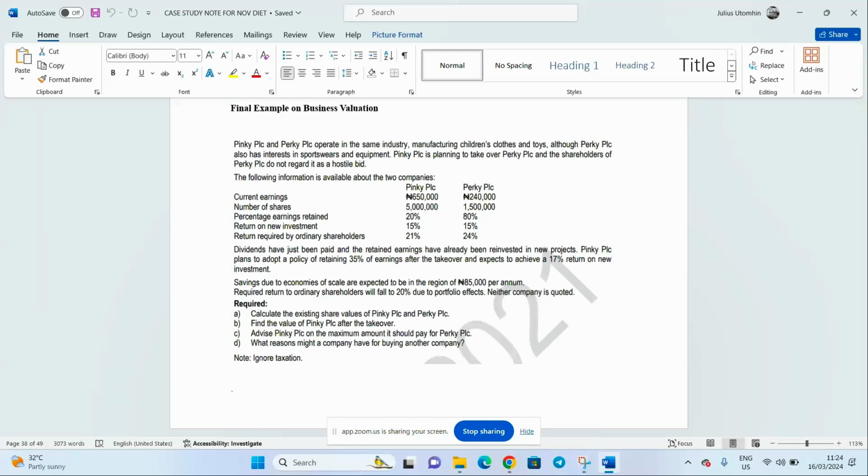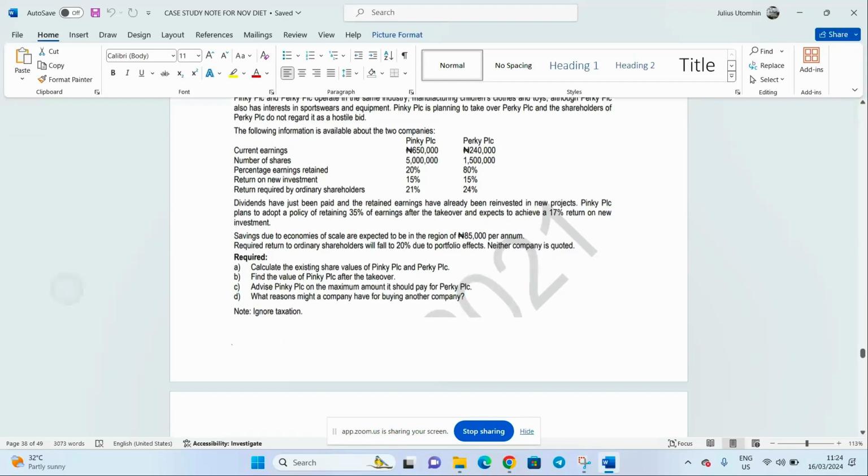Calculate the existing share value of Pinky and Pecky PLC. This is actually an SFM question, so your own question may not be as complex as this. Find the value of Pinky PLC after the takeover. Advise Pinky PLC on the maximum amount it should pay for Pecky. What reason might a company have for buying over another company? Not taxation.